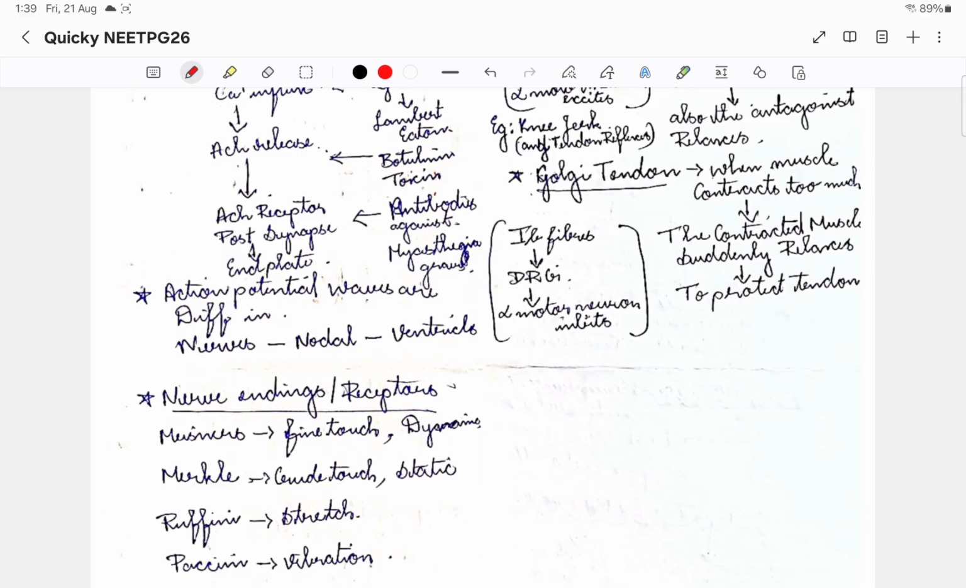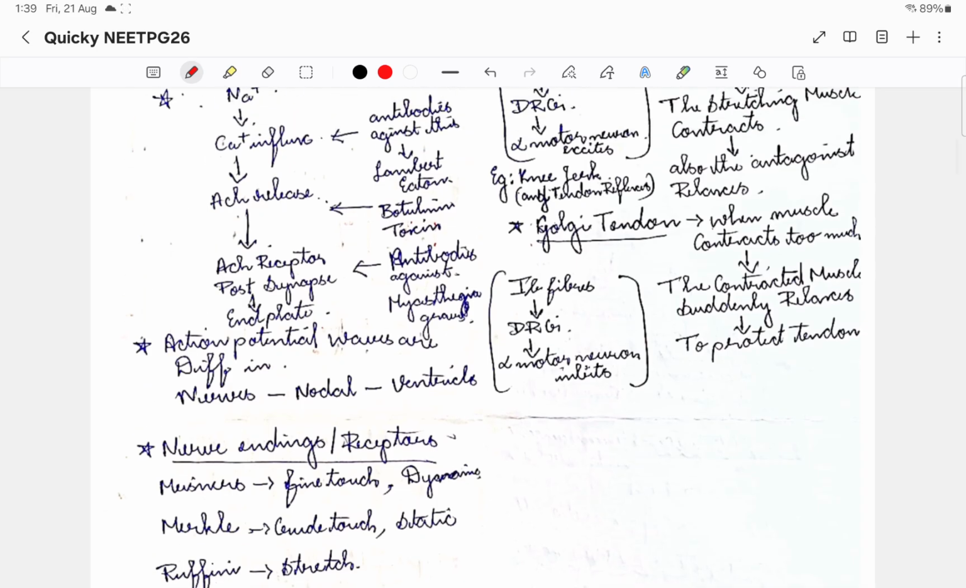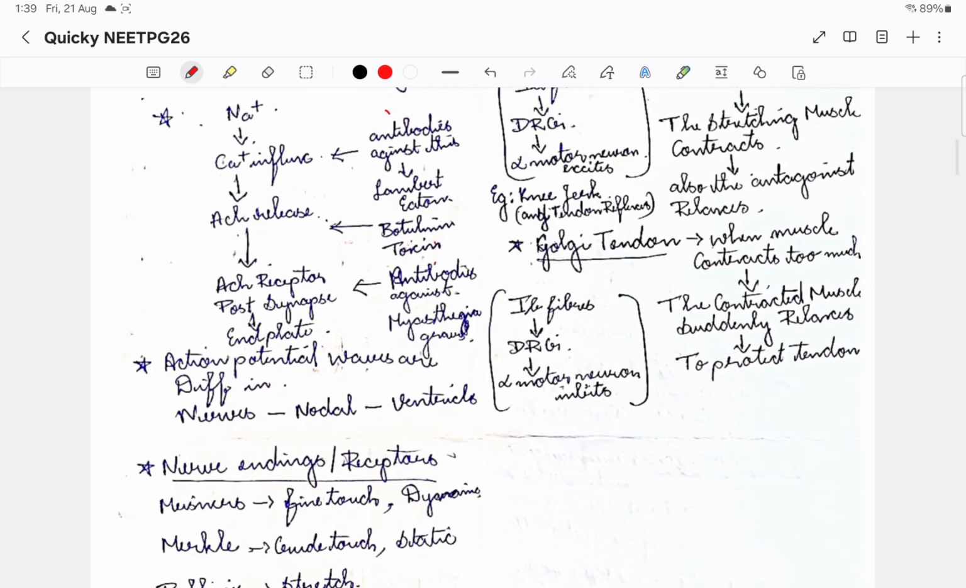Nodal and ventricle I'll discuss when it comes to cardiology. Okay, when we go to cardiology I'll discuss about it. Now the major clinical significance I want you to focus on is the calcium influx.